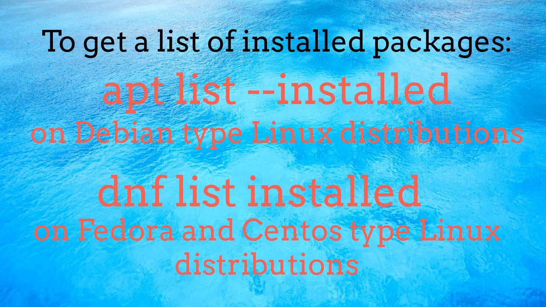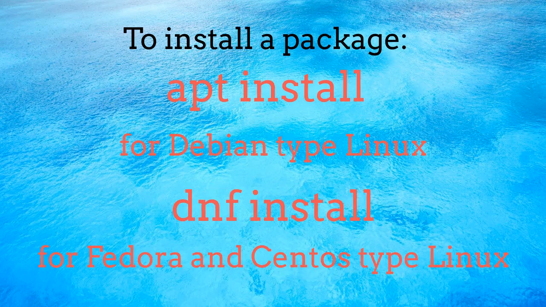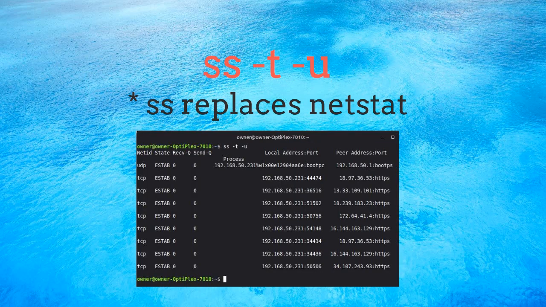To find out what Linux packages are installed on your device, use apt list --installed or dnf list installed. Use apt install or dnf install to install a package. Worried about what your computer is connecting to? Try ss with options -t and -u to see ports on your machine with TCP and UDP connections.